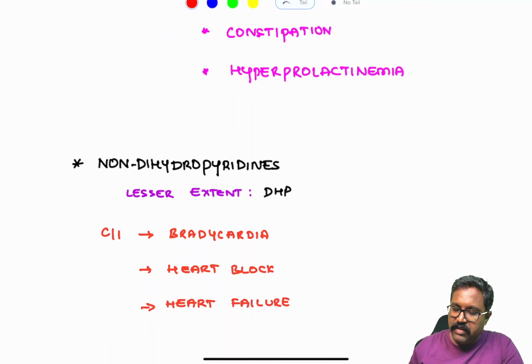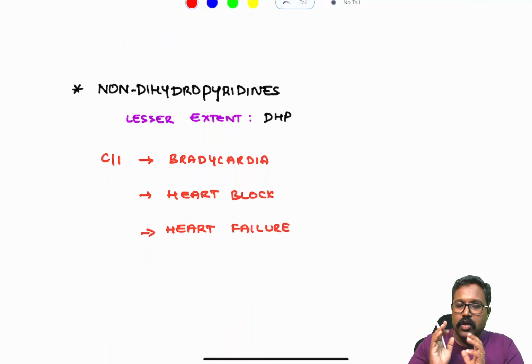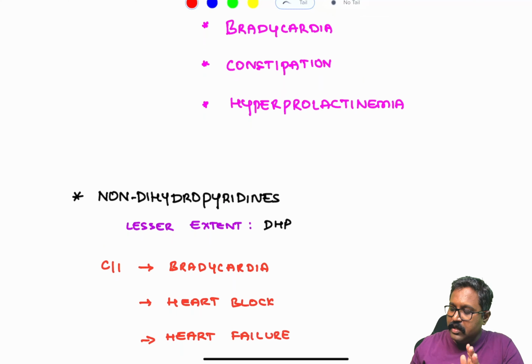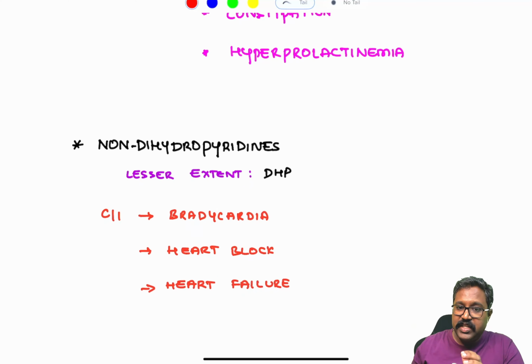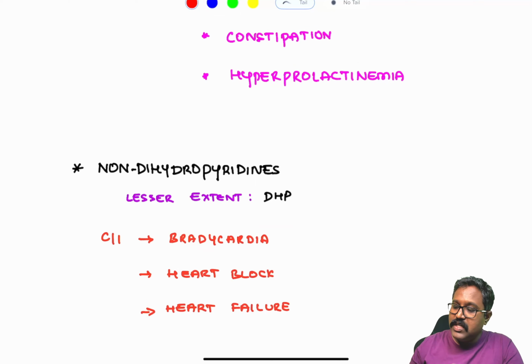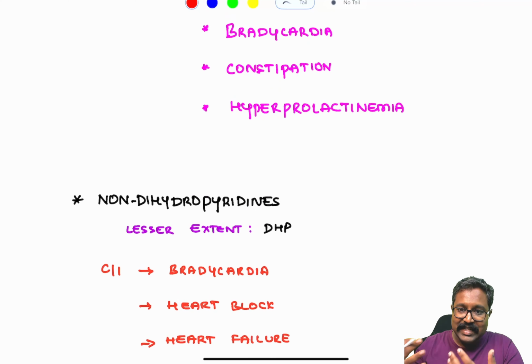So coming to the special features of non-dihydropyridines, these are the ones you should be very careful about. Since they cause bradycardia as well as constipation and hyperprolactinemia, you should be very, very careful because these drugs can cause drug interactions. Because of this, non-dihydropyridines are contraindicated if the patient already has bradycardia, because it will cause an exaggerated fall in the heart rate and the patient may even die.